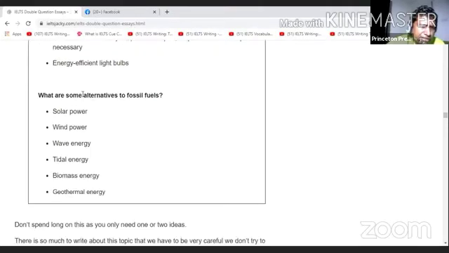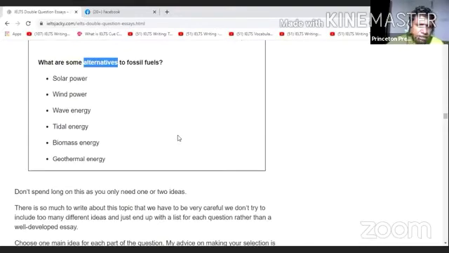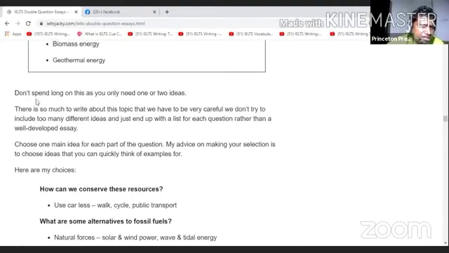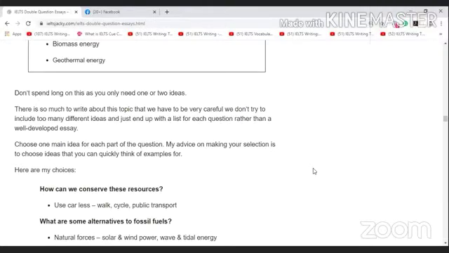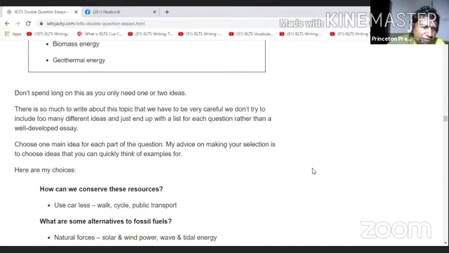What about the alternatives? Let's do the other question. Solar power, wind power, wave energy, tidal energy, biomass energy, and geothermal energy. Don't spend long on this, as you will only need one or more ideas. You are not going to write all the ideas. You don't get time. It's only 40 minutes. You'll have to plan for 10 minutes, then usually write for 30 minutes.